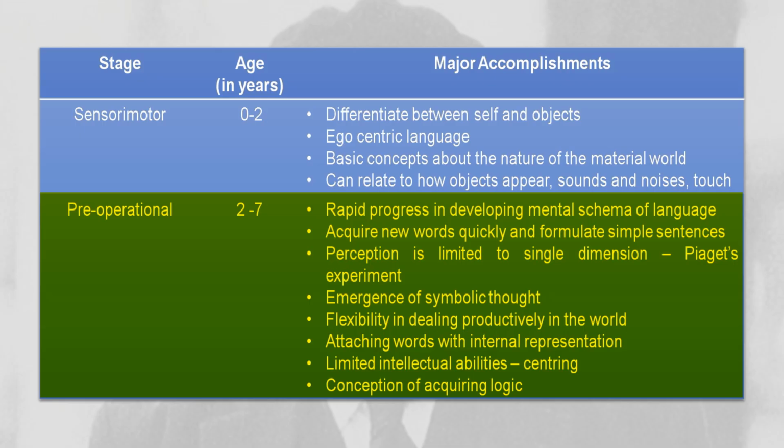Children also believe at this age that objects are alive, whether animate or inanimate. The child shows greater flexibility for dealing productively with the world, and attaching words to his internal representation makes him feel empowered. With limited intellectual abilities, he can only focus on one aspect of a situation at a given point in time, and this Piaget refers to as centering. This is also the stage where the conception of acquiring logic takes place.